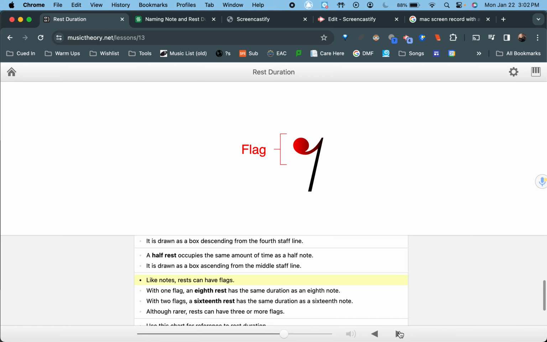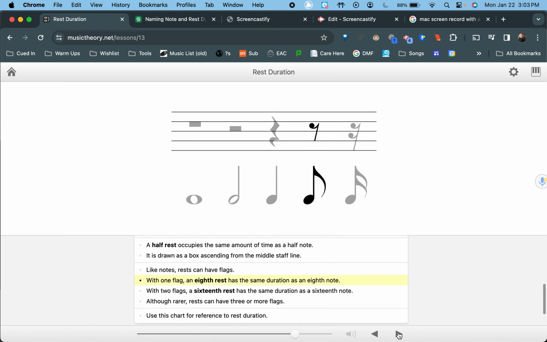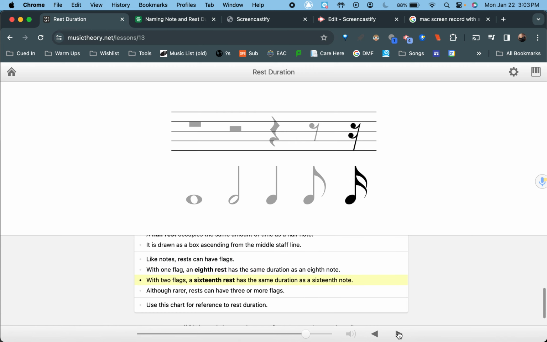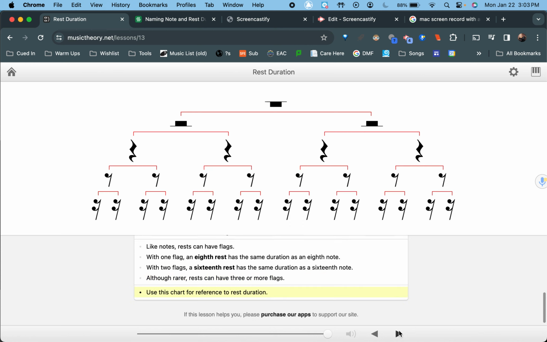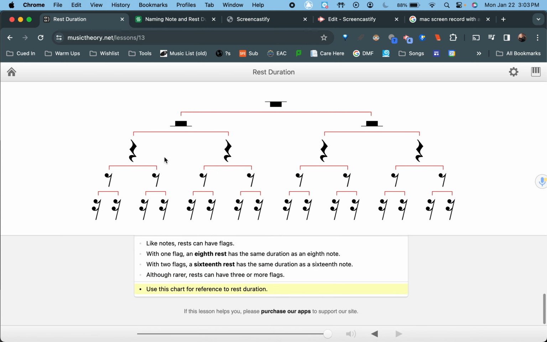Like notes, rests can have flags too. The flags don't look as much like flags. They're just like this almost little comma that got attached to a line, okay? But one flag you can see is an eighth rest, and two flags, you can see the two little commas on there. That's a 16th rest. Again, rare, but we can have rests that would have multiple flags beyond two. And here's a rest rhythm tree, okay?